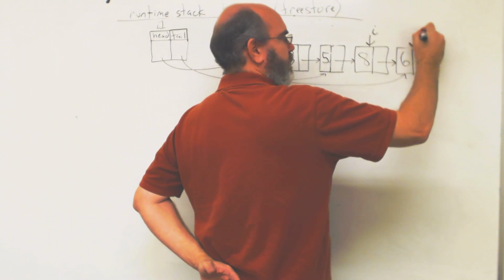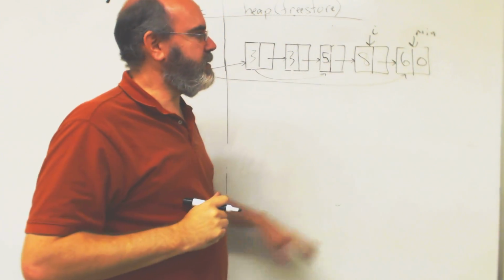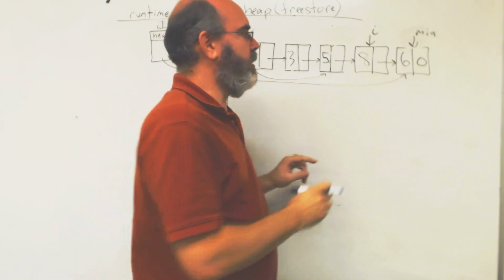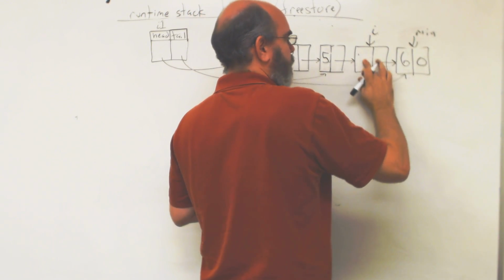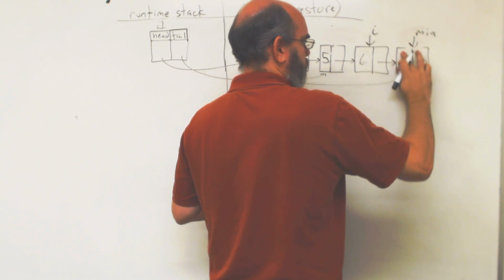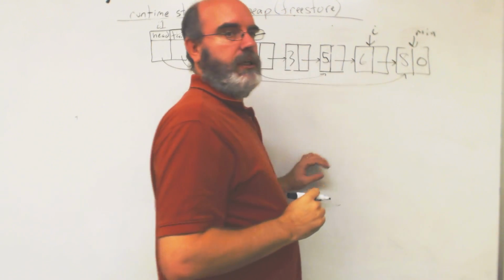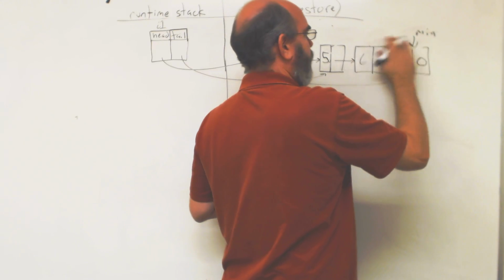Okay, we find the smallest value starting from I going to the end of the list. So min now points to this node here. We swap the values at I and min. Okay, and we hop I over.